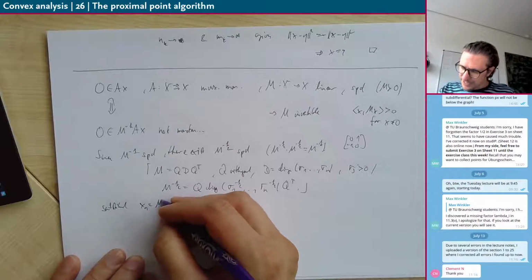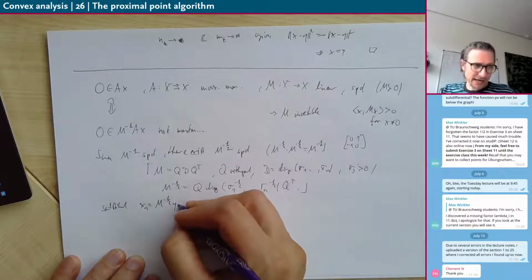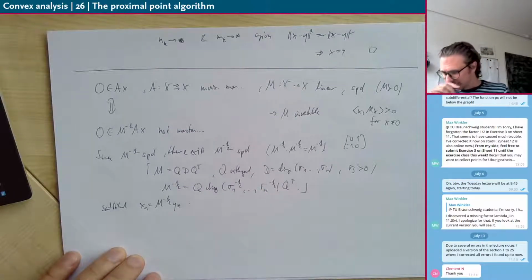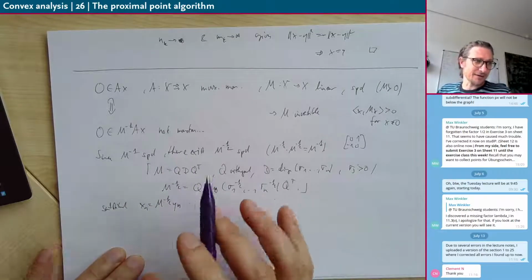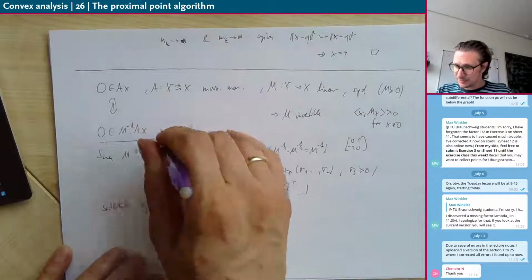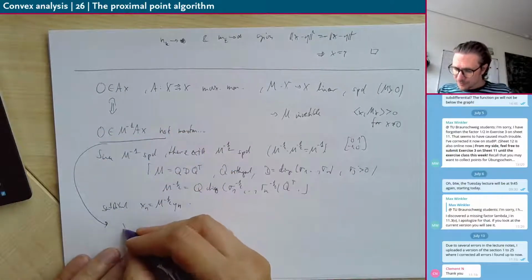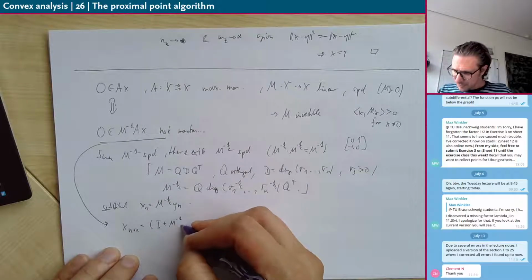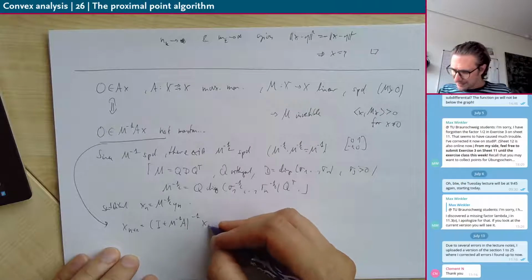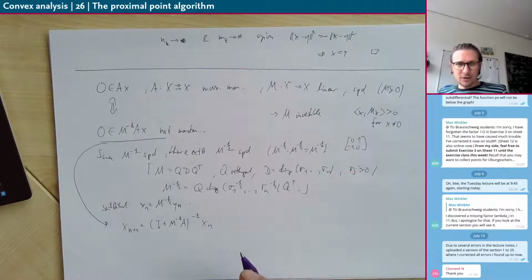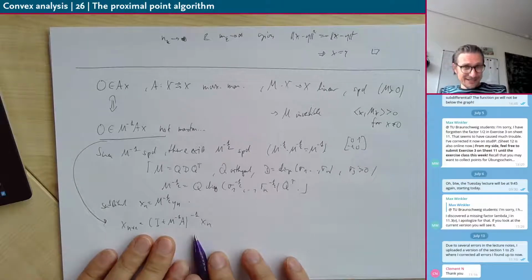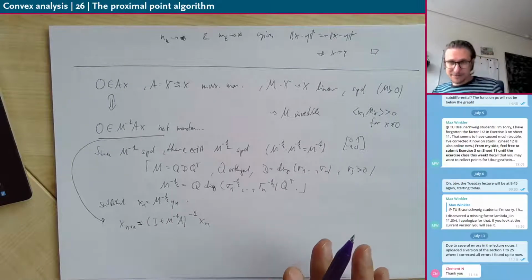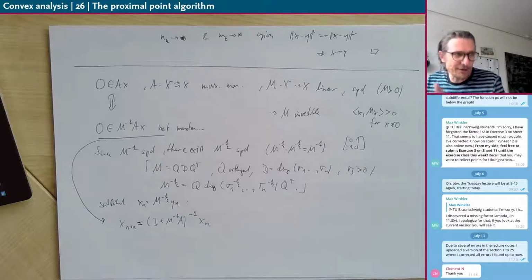x_n will from now on be called M to the minus 1/2 y_n. Also, what I forgot: even though this is not monotone, we can still try to write the proximal point method down. So I forgot to show that here. Let's write down the proximal point method, which would be x_{n+1} equals (I plus M to the minus 1 A) to the minus 1 x_n. But it's not even clear if this is an equality here, because we don't know about monotonicity, right? It may be multivalued at that point.